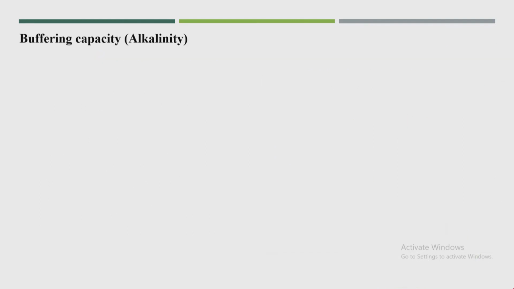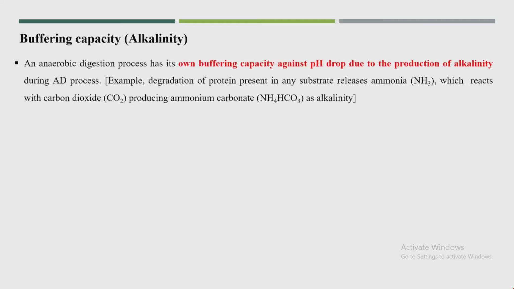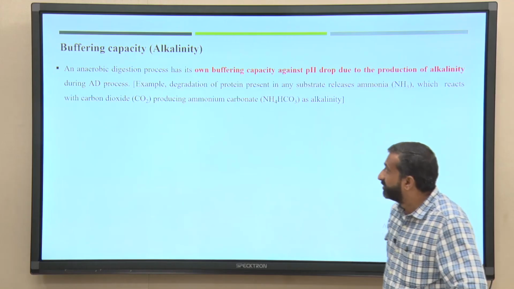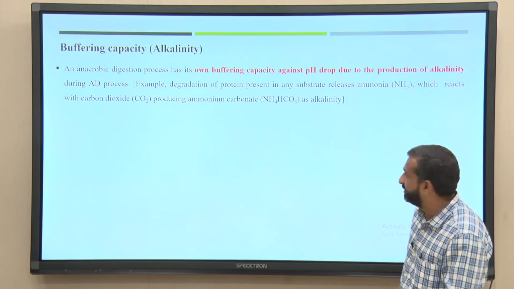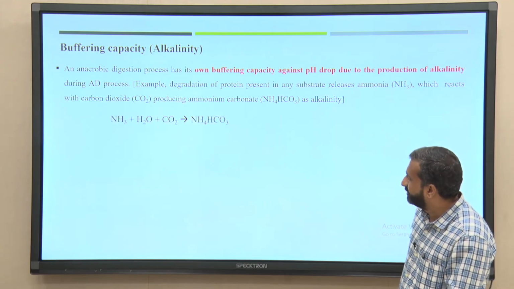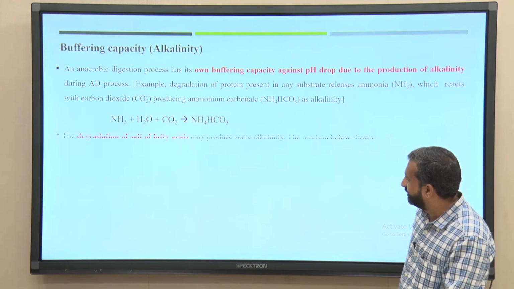Now, if you see the buffering capacity or alkalinity, an anaerobic digestion process has its own buffering capacity against pH drop due to the production of alkalinity during the anaerobic digestion process. As an example, the degradation of protein present in the substrate releases ammonia, which reacts with carbon dioxide and produces ammonium bicarbonate, NH4HCO3, as alkalinity. So, because of that also we can maintain the pH in the reactor. So, this could be the reaction.